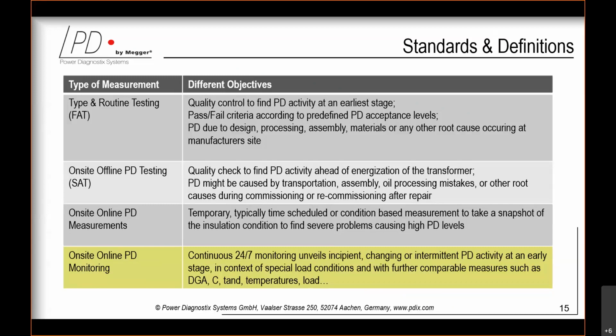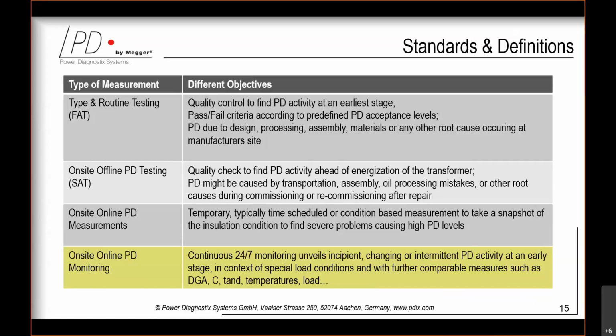For on-site online PD measurements, typically the objective is to perform a temporary, typically time-scheduled or condition-based measurement to take a snapshot of the installation condition and find severe problems causing high PD levels. This is typically done when you have a DGA monitor installed and that gives you high readings of gases like acetylene or hydrogen, and then you want to know what's going on in your transformer, and you can start measuring PD online.